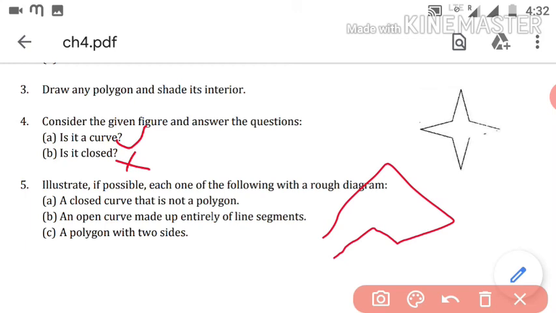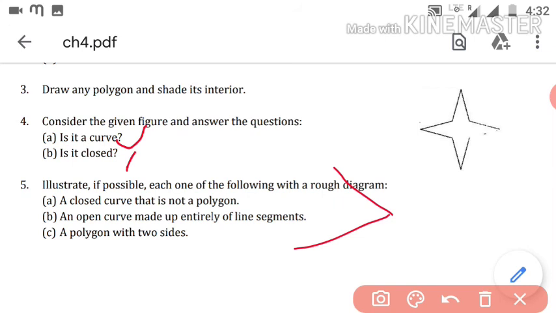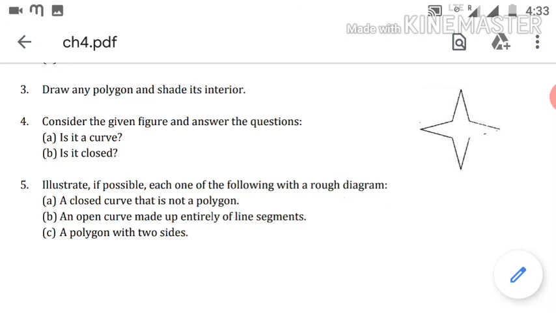Now C, a polygon with 2 sides. You have to draw a polygon with 2 sides. Polygon means you will use only straight lines. This is one line and this is another line. Now is it possible to draw a polygon with 2 sides? No, isn't it? Because a polygon should be closed. If it is not closed, then it is not a polygon. It will be a curve. To make it a polygon it should be closed, but with two sides it is not possible to draw a polygon. So C will be not possible. You will write not possible.